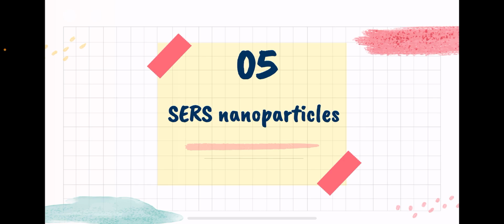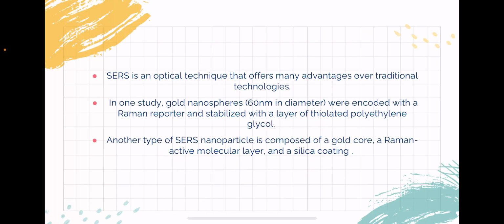The fifth type is SERS nanoparticles. It's an abbreviation of surface enhanced Raman spectroscopy, هو technique where molecules undergo much higher scattering efficiency when adsorbed on metal colloidal nanoparticles or raw metal surface. والجولد النانوسفيرز اللي هو بيكون 60 nanometer in diameter were encoded with a Raman reporter and stabilized with a layer. وفي نوع تاني لل SERS nanoparticle تتكون من gold core اللي هو a Raman active molecular layer and a silica coating.